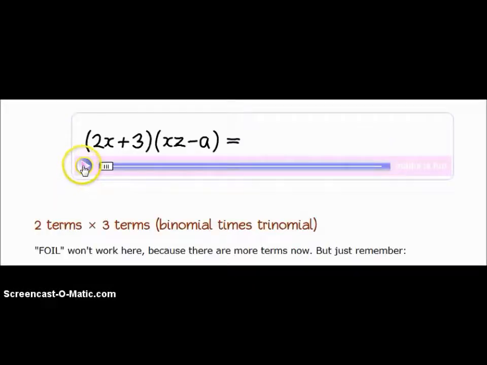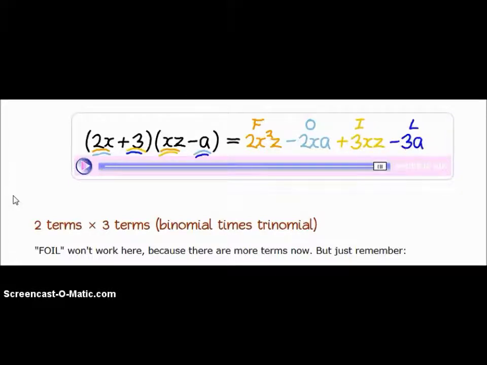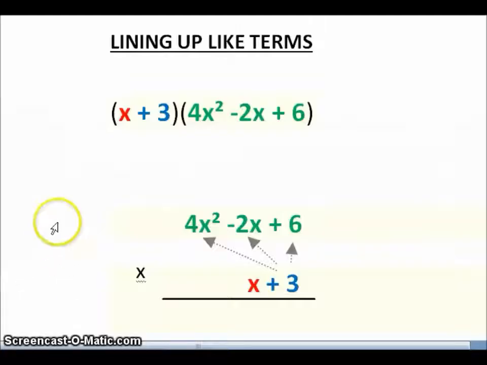Take a look at how this technique works with this example. 2x times xz, then 2x times negative a, then 3 times xz, and finally 3 times negative a, as follows. So first, outers, inners, and last. There you go. Okay, suppose you guys need to multiply this binomial by this trinomial, right?